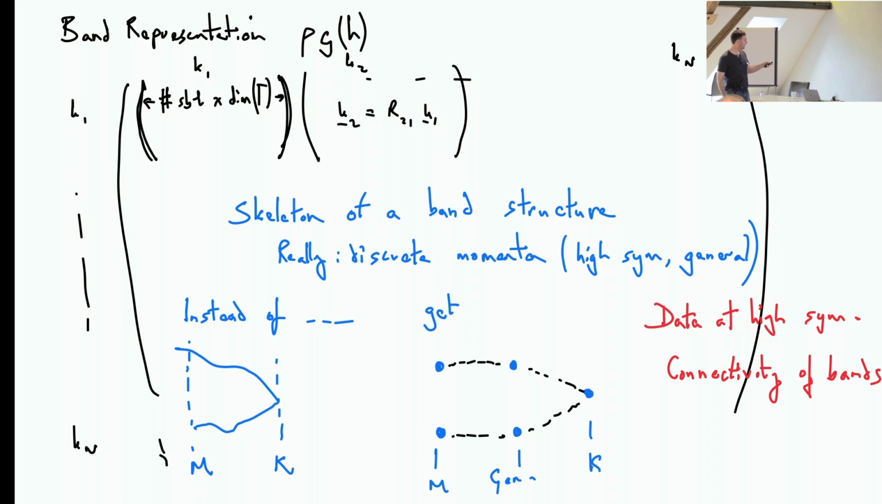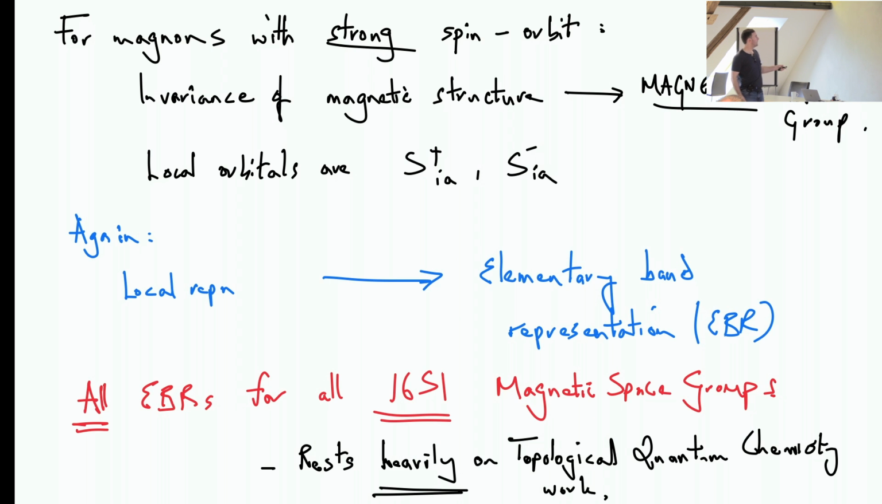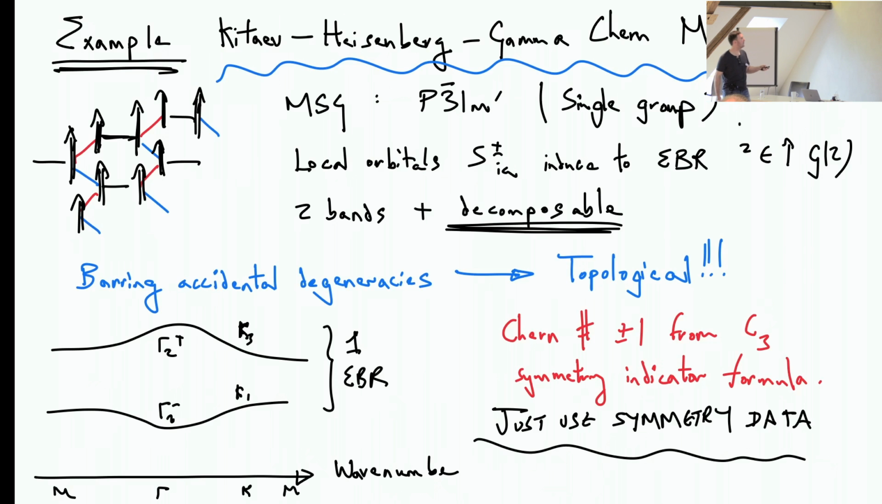So using these ingredients alone, we can, in principle, build up these so-called band representations, the things on the previous slide, from all of these local orbitals, and construct all of those linearizable band representations for all of these 1,651 magnetic space groups. Now, this has been done. So this is a tool that we can use.